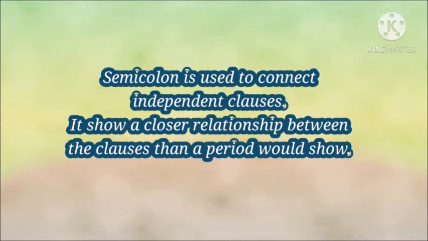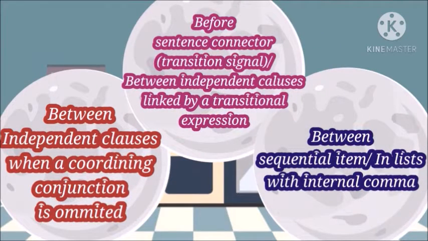The semicolon is used to connect independent clauses. It shows a closer relationship between the clauses than a period would show. Yes, the semicolon is used with a function equal to a period. There are three places to use the semicolon. Between independent clauses when a coordinating conjunction is omitted, before a sentence connector or between independent clauses linked by a transitional expression, and between sequential items or in a list with internal commas.